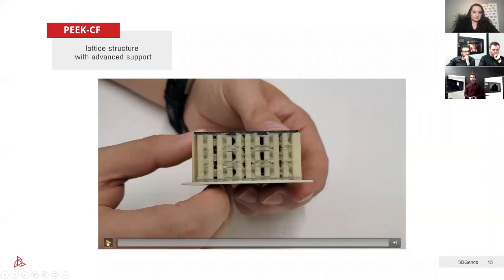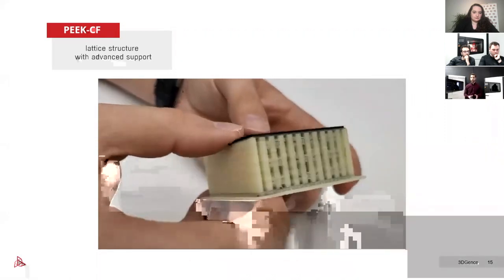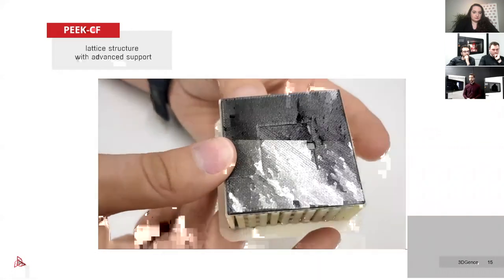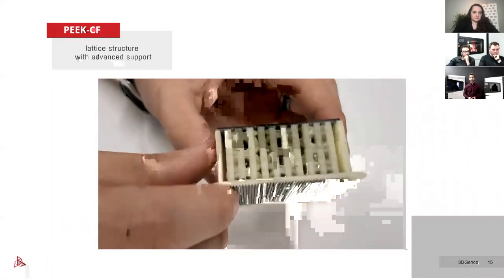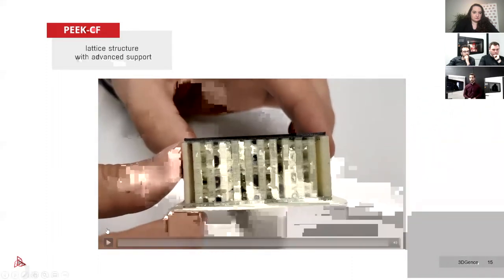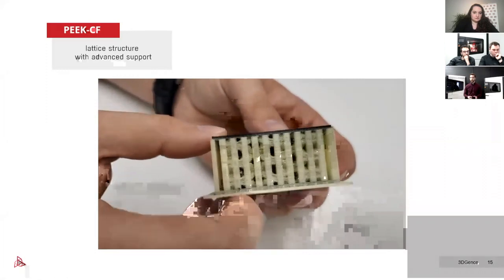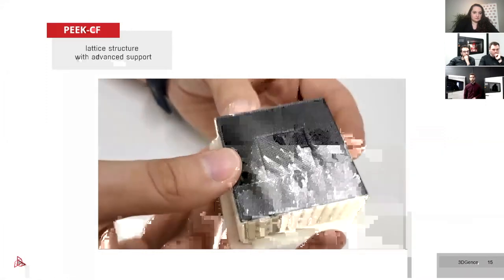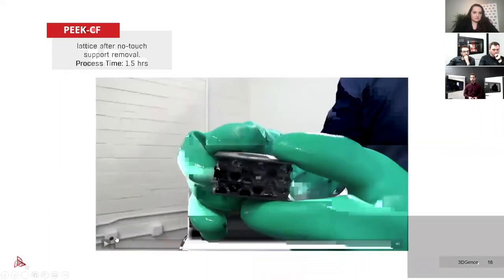As an example of complex geometry, the lattice structure is a great example of weight reduction with the same mechanical properties, which would not be possible to print without dedicated advanced support solutions. As you can see, we use here the carbon fiber PEEK material, and you can see the part printed with support. On the next slide, we have the same lattice structure.